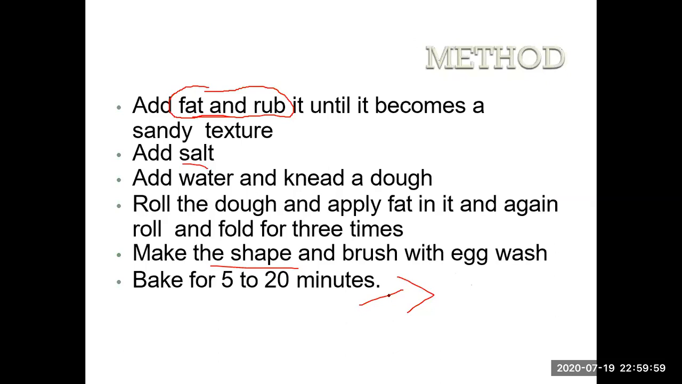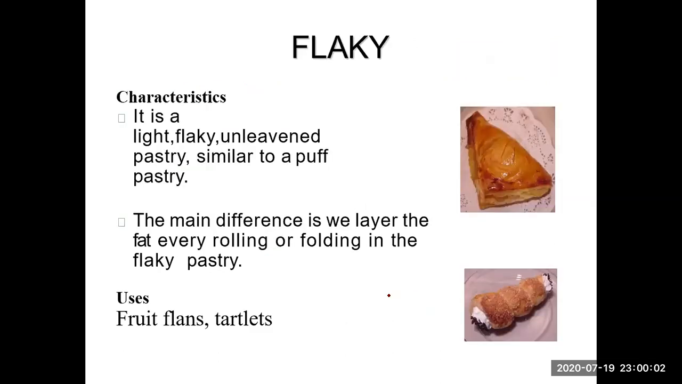After that, another one is flaky pastry. Its characteristics are like this: it is a light, flaky, uneven pastry, almost similar to puff pastry, but there is a difference. What is that? In flaky pastry we layer the fat at every rolling or folding. In the case of puff pastry, we also use fat, but it's not mandatory to use fat in every folding. But in the case of flaky pastry, it's mandatory to use fat in every folding. For example, it's used for fruit flans and turtles.